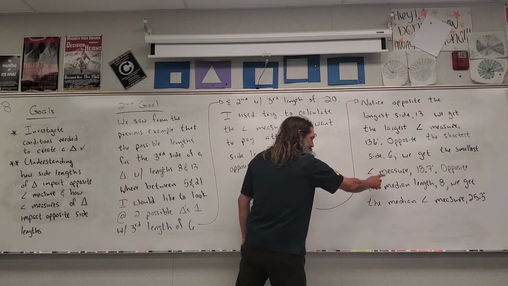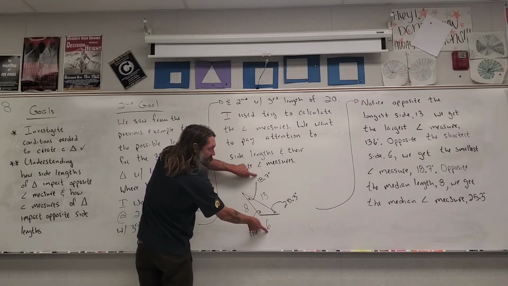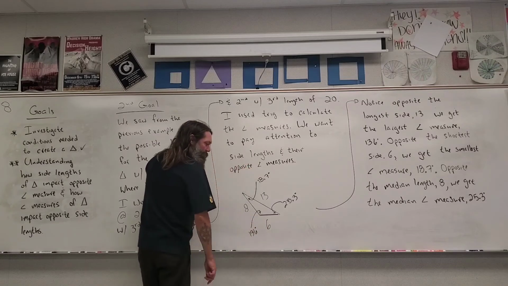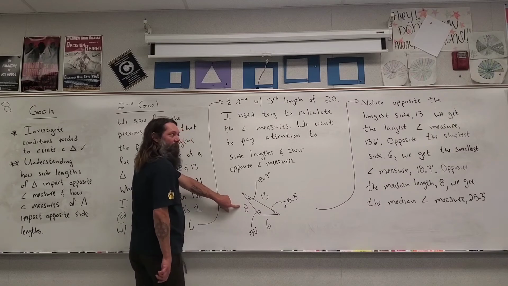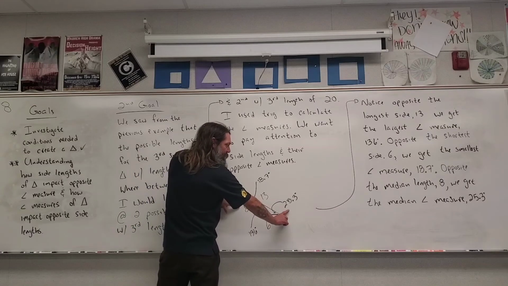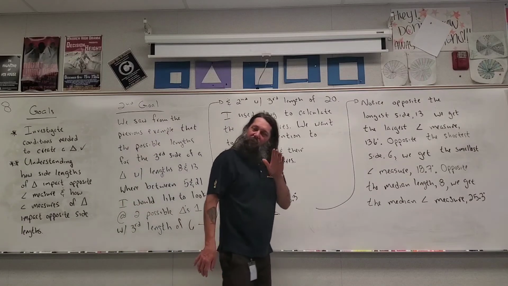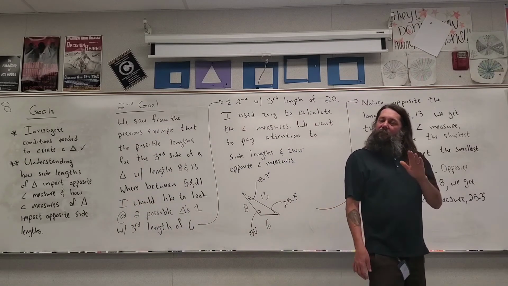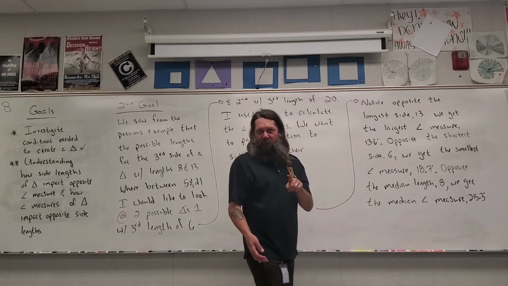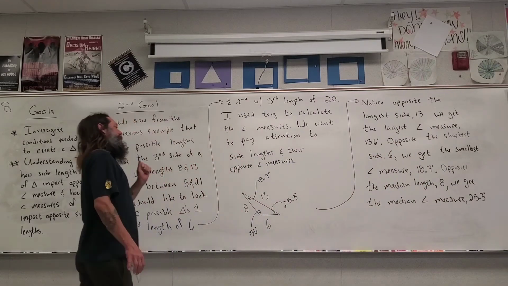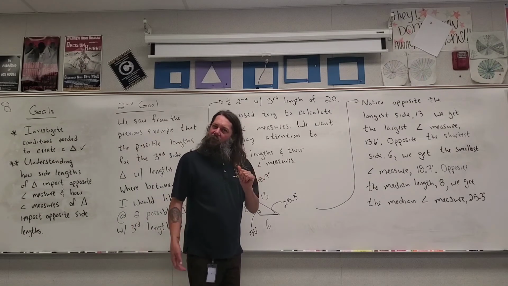Opposite the shortest side, which is 6, we get the smallest angle measure, which is 18.7. Opposite the median length, which means the length in the middle, 8, we get the median angle measure, which is 25.3. Hopefully you're recognizing a relationship between the longest side length and the largest angle, the shortest side length and the smallest angle, and the median side length and the median angle measure. So hopefully you're recognizing something going on here.